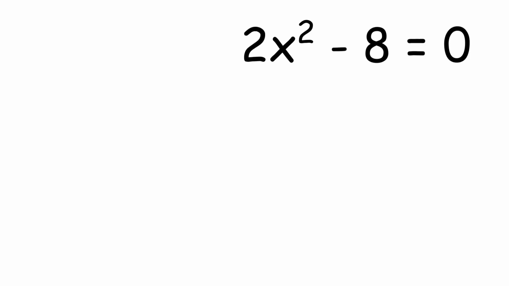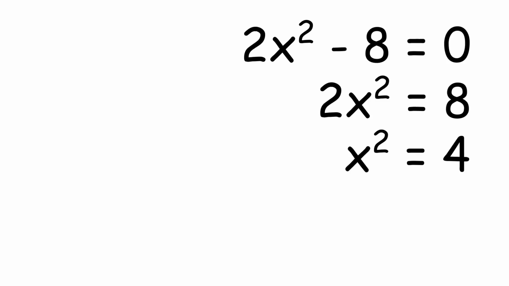0. So we can add 8 to both sides to isolate the x squared term. Then we can divide both sides by 2 to eliminate the coefficient. And now we can find the square root to determine the value of x.